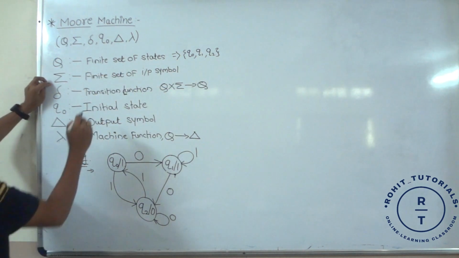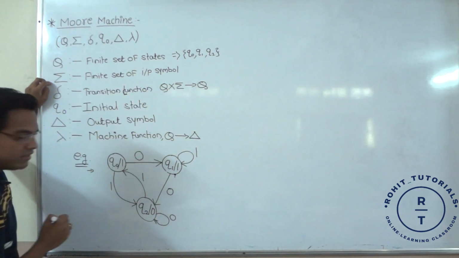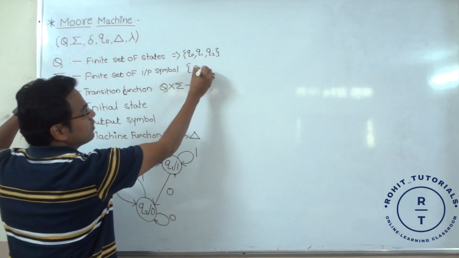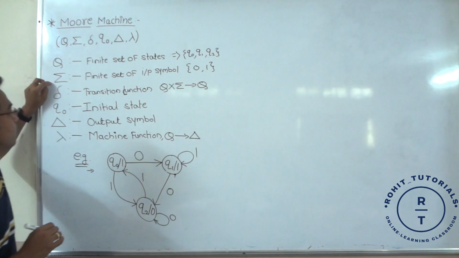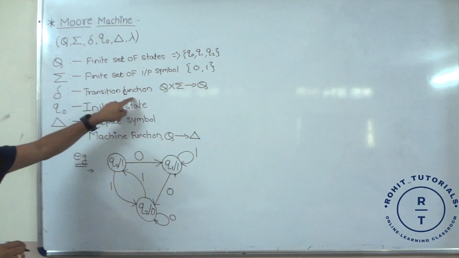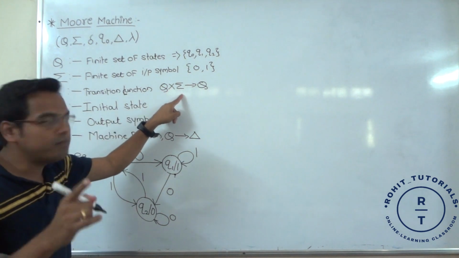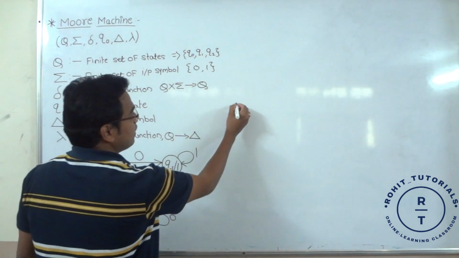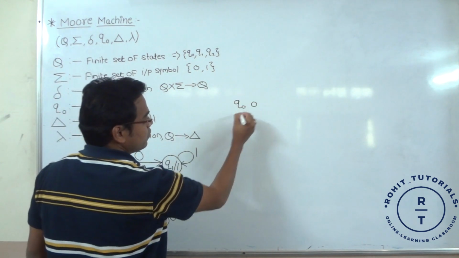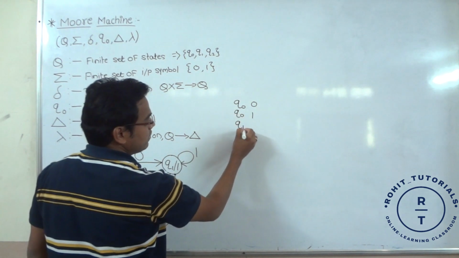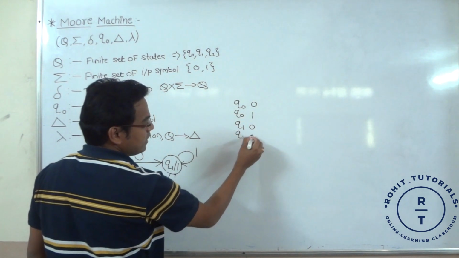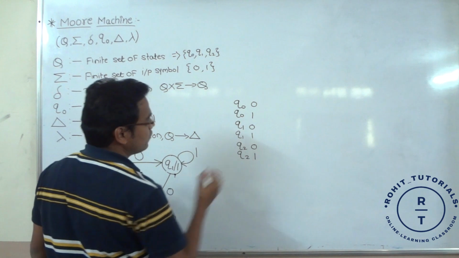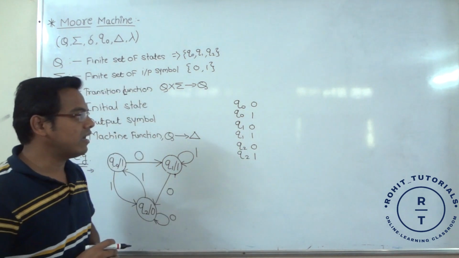Next is summation, the finite set of input symbols. With the help of this diagram, it consists of 0 and 1 as input symbols. Two input symbols are there. Next is the transition function. For capital Q, when any input symbol occurs, it goes to the next state. Suppose we consider transitions like Q0 with 0, Q0 with 1, Q1 with 0, Q1 with 1, Q2 with 0, and Q2 with 1. These are the possible transitions available.